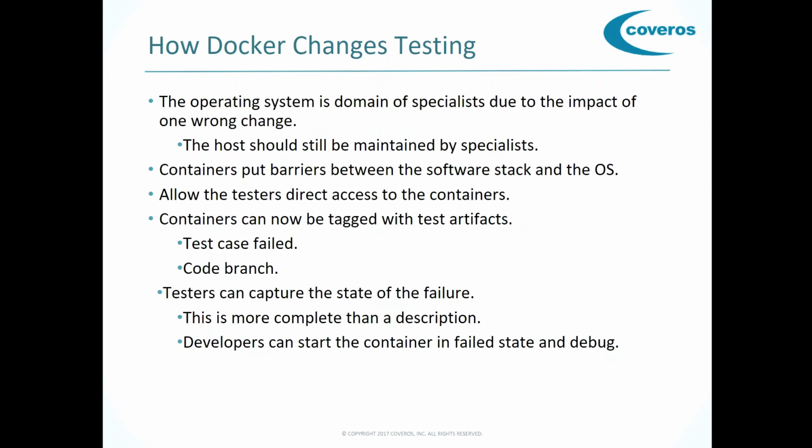Containers can now be tagged with test artifacts. The test case that failed, the code branch that failed, you can capture system state and get that in with the failure. So you don't have to read back what state the system was in on Tuesday when you ran the test. Testers can capture the failure state, which is more complete than just a description, when you give it to the developer, and the developers can start the container in the failed state to debug. You can now take the system in the failed state and throw a Java debugger on it and see what's going on and what went wrong. Or the tester can bring this container to the state it was in just before the failure, give it to the developer, and then they can attach the debugger to see what goes wrong.